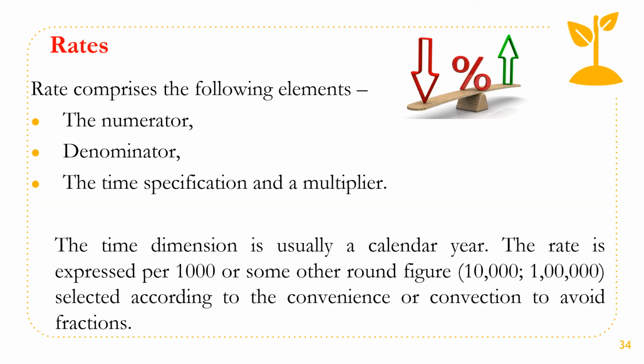Coming to the rates, a rate comprises the following elements: the numerator, the denominator, the time specification, and a multiplier. The time dimension is usually a calendar year. The rate is expressed per thousand or some other round figure, selected according to convenience or convention to avoid fractions.